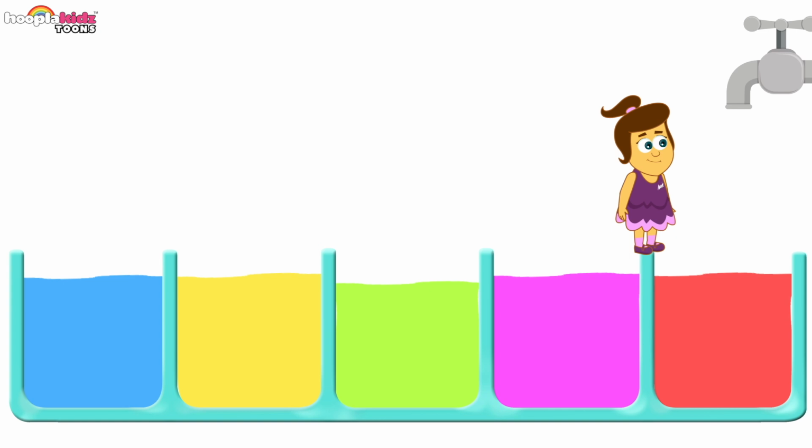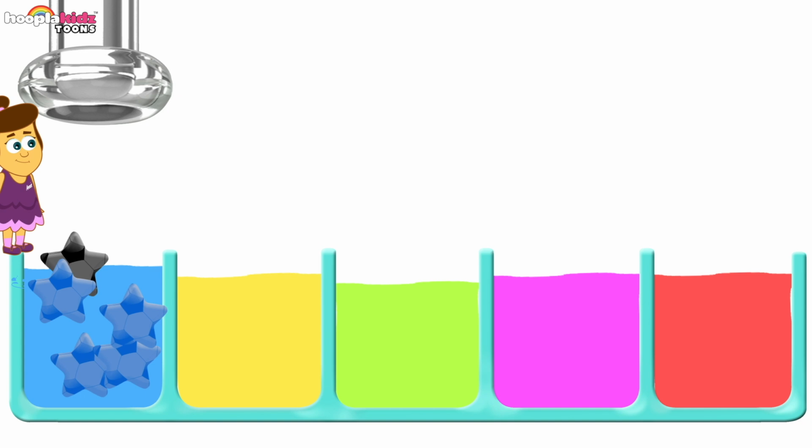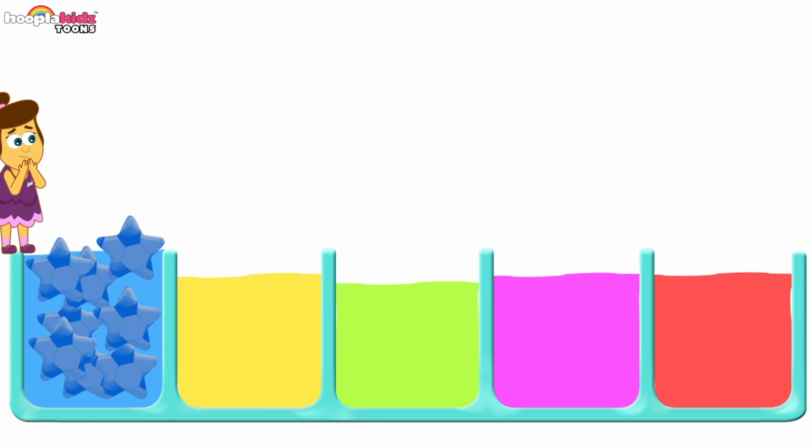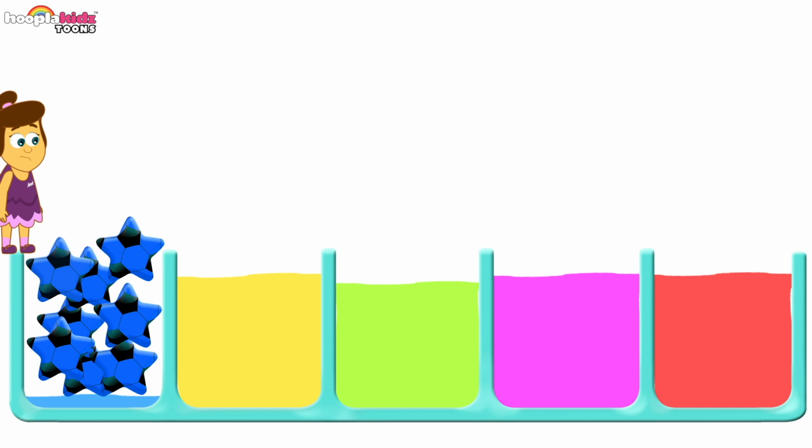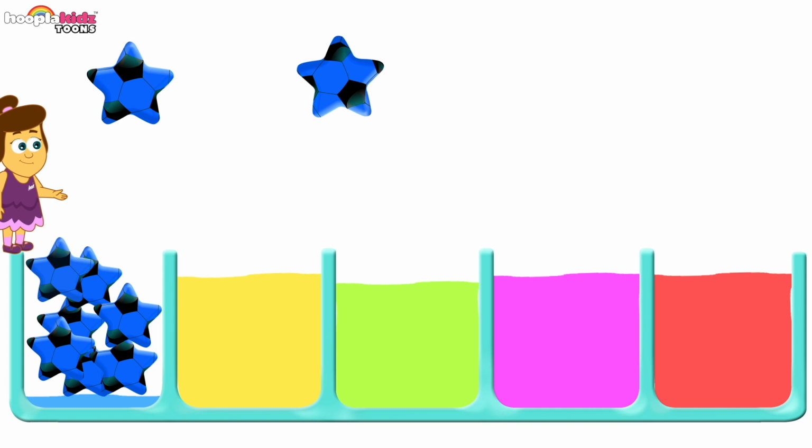Ooh, what's this? Some shapes dropping into the container. Annie, do you know what shape these are? Let's have a think while we drain the water. We can see them more clearly. They've turned blue, look, just like the water. What are they? That's right, they are stars.